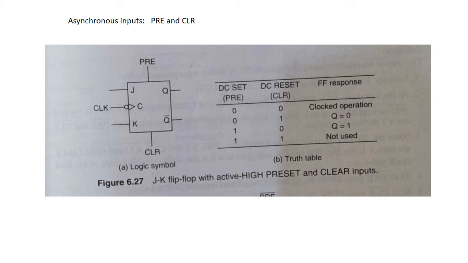operation. And when the value of PRE is 0 and CLR is 1, without checking the value of the other synchronous inputs, the output of the flip-flop will be 0. When PRE is 1 and CLR is 0, again without checking the synchronous inputs, the output Q will be 1. When both are 1, it is usually not used.